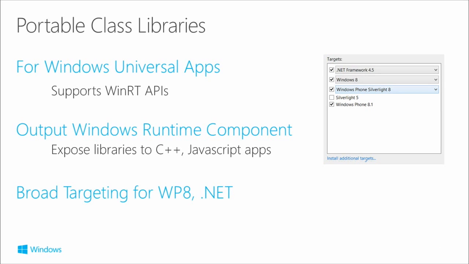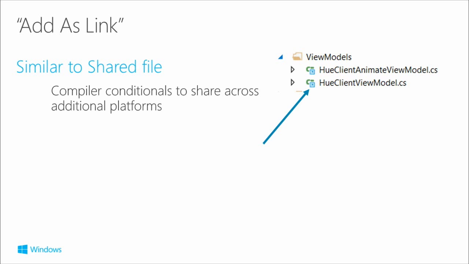But we can also use portable class libraries for broad targeting of Windows Phone 8 and .NET frameworks. But as we said before, you see my image has changed so that I'm now targeting .NET Framework and Windows Phone Silverlight 8. That's going to constrain our API set. It doesn't make it useless, as we'll see in a minute, but we're going to lose the ability to use Windows Runtime APIs. And then that last one, add as link.